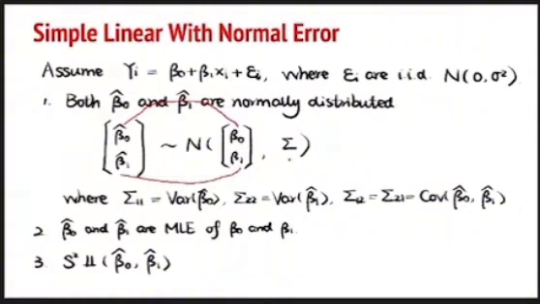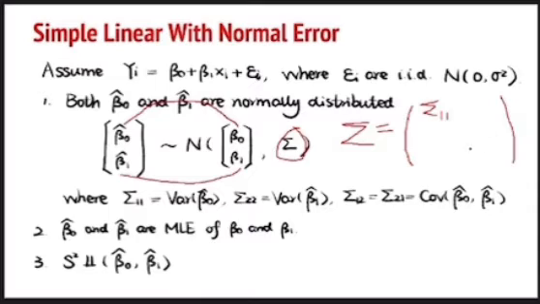Then what is this term? That is going to be called a variance covariance matrix. Don't forget I have two random variables. In the variance covariance matrix, the first entry is going to be the variance of beta naught.